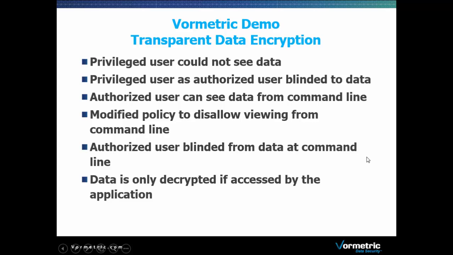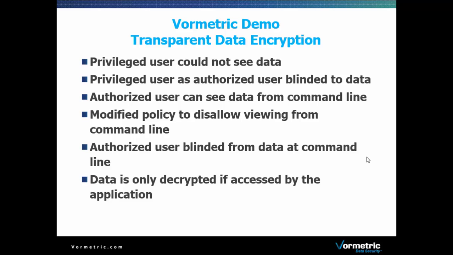So to summarize, we saw how an administrative user who has access to sensitive data from the command line could not actually see the data. They were in effect blinded from the data because the data was encrypted. When that user tried to switch to an authorized user, they continued to be blinded from the data. That was the Vormetric agent understanding the fact that the effective user was really an administrator.